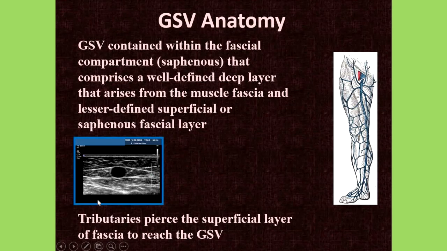Great saphenous anatomy. You can see this is a transverse image where the great saphenous vein is contained in what is commonly referred to as the Egyptian eye. There is the overlying superficial fascia and the underlying muscular fascia. So that's the great saphenous vein. It has to be in that compartment to be able to be called the great saphenous vein.